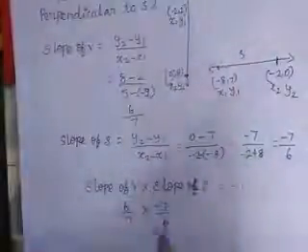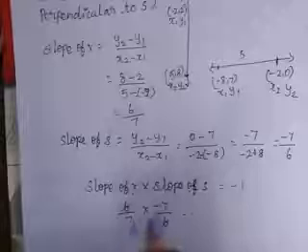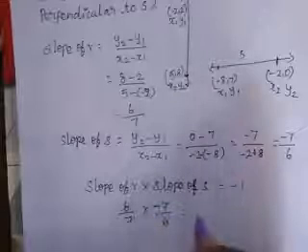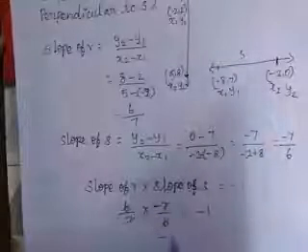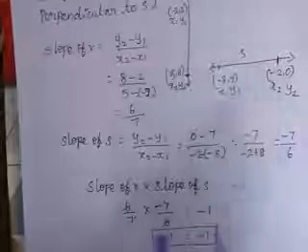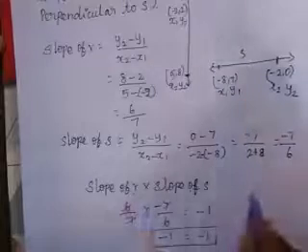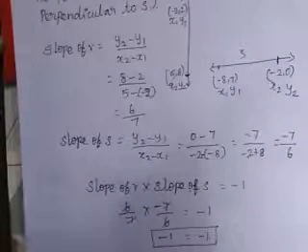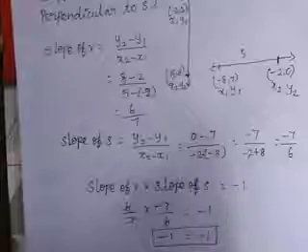So shall we cancel that? 6, 6 cancel, 7, 7 cancel, minus is here. So that is equal to minus 1. So minus 1 is equal to minus 1. So the multiplication of the slopes is minus 1. Therefore, R is perpendicular to S.